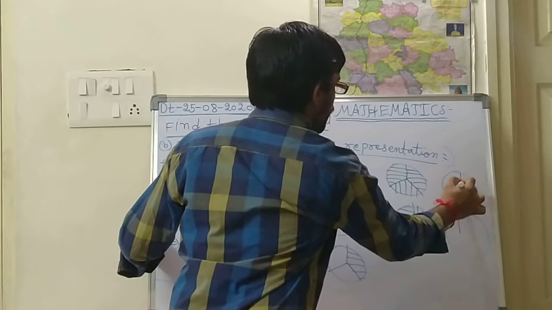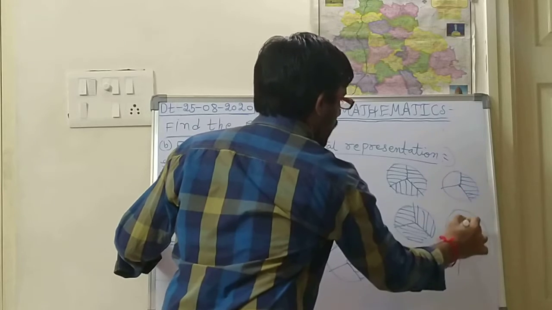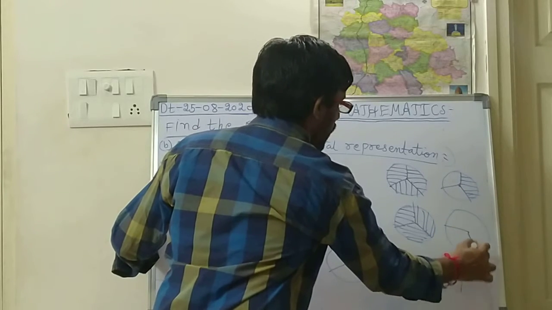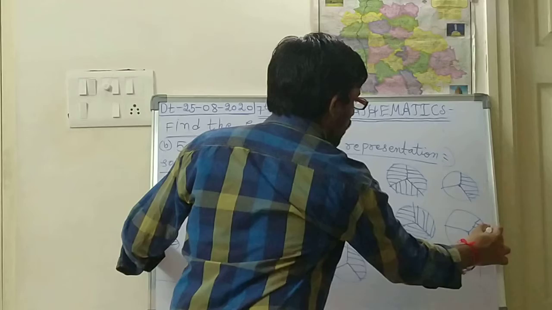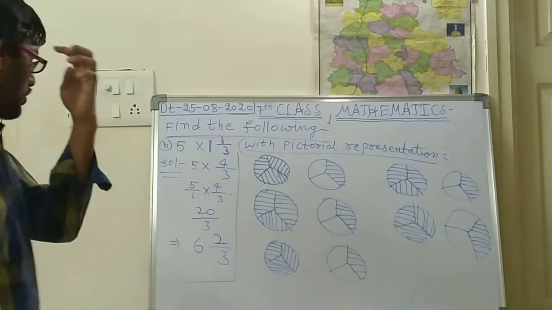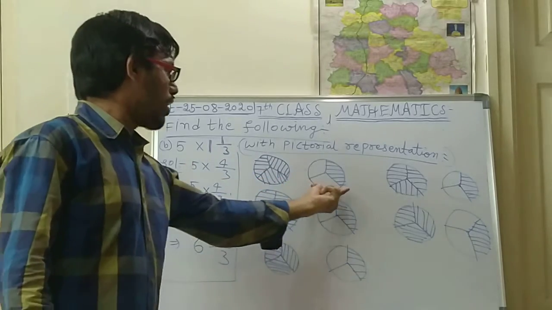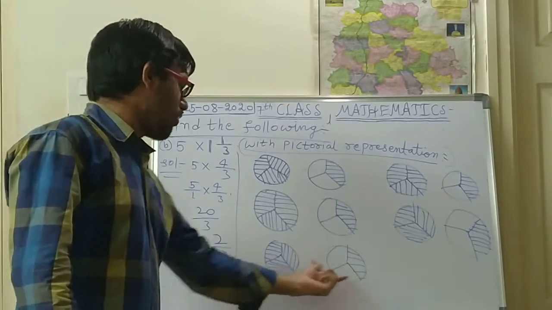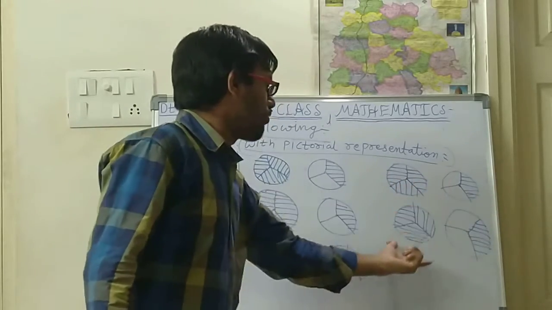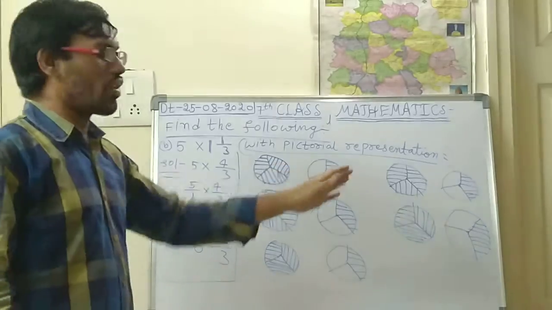Next here, any one shade you should draw. Okay? And here also any one shade you should draw. So after completing 5 times 1 1 by 3, so 1 1 by 3, 1 1 by 3, 1 1 by 3, 1 1 by 3, 1 1 by 3. So 5 times 1 1 by 3, I have drawn the shades.